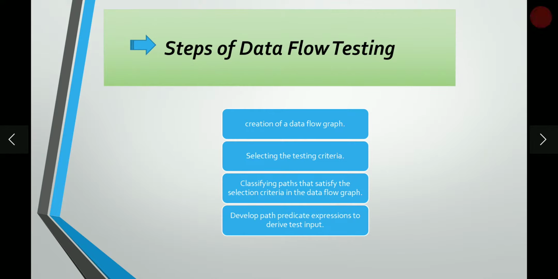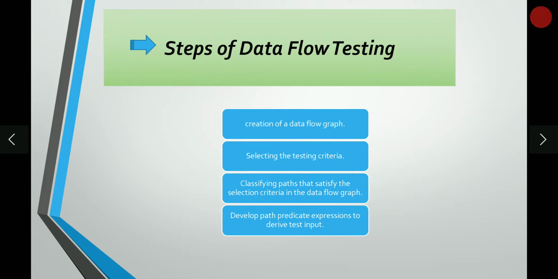What are the steps of data flow testing? In data flow testing, the first stage is the creation of a data flow graph. First we have to know through which path the data is flowing, or in which way the data is undergoing several changes, and then select the testing criteria. Selecting the testing criteria means deciding what type of testing is to be done on data of similar or different types. The testing patterns are to be selected.